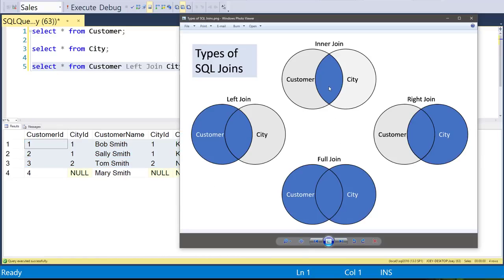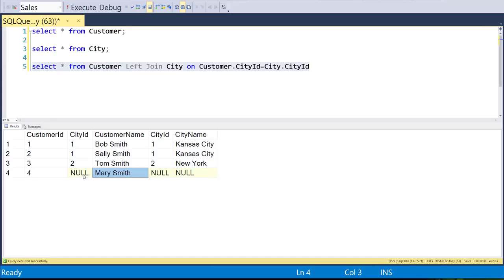So if we look back over here, those first three records when we did an inner join are this intersection part that's blue. You come to the left join, those first three records are still that intersection part. But we got one more record that's this outside stuff that didn't have a city match, and that's this Mary Smith. Since Mary Smith didn't have a city ID, there's no match of records over here on the city name.